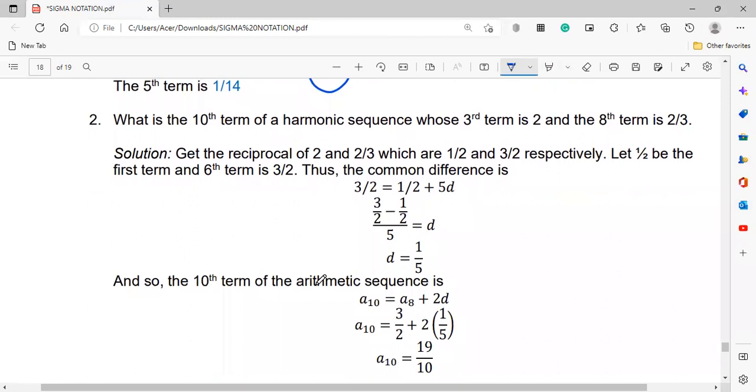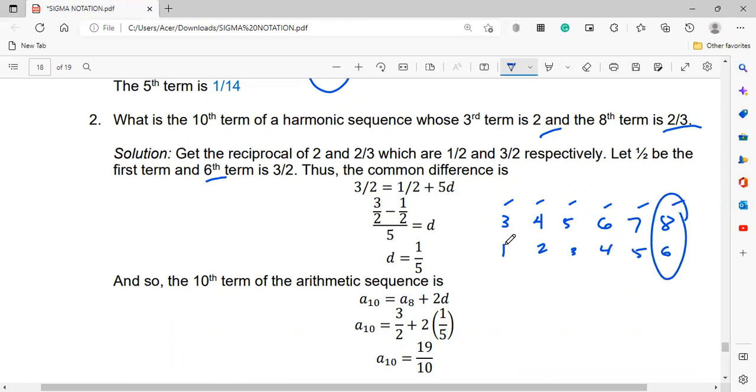Number 2, find the 10th term of the harmonic sequence whose third term is 1/2 and the 8th term is 2/3. So get the reciprocal of 1/2 and 2/3, which are 2 and 3/2 respectively. We let 2 be the first term and the sixth term is 3/2. Paano yun nangyari? From the 3, 4, 5, 6, 7, 8. Ito yung third term, fourth, fifth, sixth, seventh, eighth. Kung ginawa mong first term meantime ang third term, so 1, 2, 3, 4, 5, 6. That is the reason why meantime we let the eighth term be the sixth term.